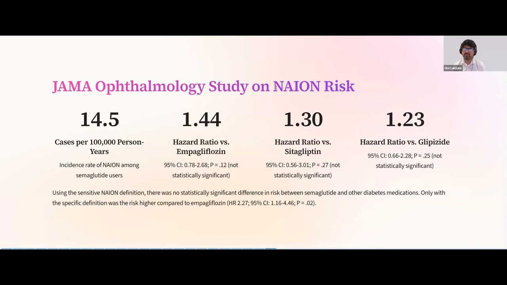Again, JAMA is a very reputed journal in this field. They actually studied this, specifically semaglutide, and they found the number of cases of NAION seen in semaglutide patients. But they looked at patients on other drugs also, and they found that a similar risk was also seen with other anti-diabetic drugs. So probably it is not the drug itself which is leading to the problem. It is probably some associated factor, obesity or diabetes itself, leading to these complications.